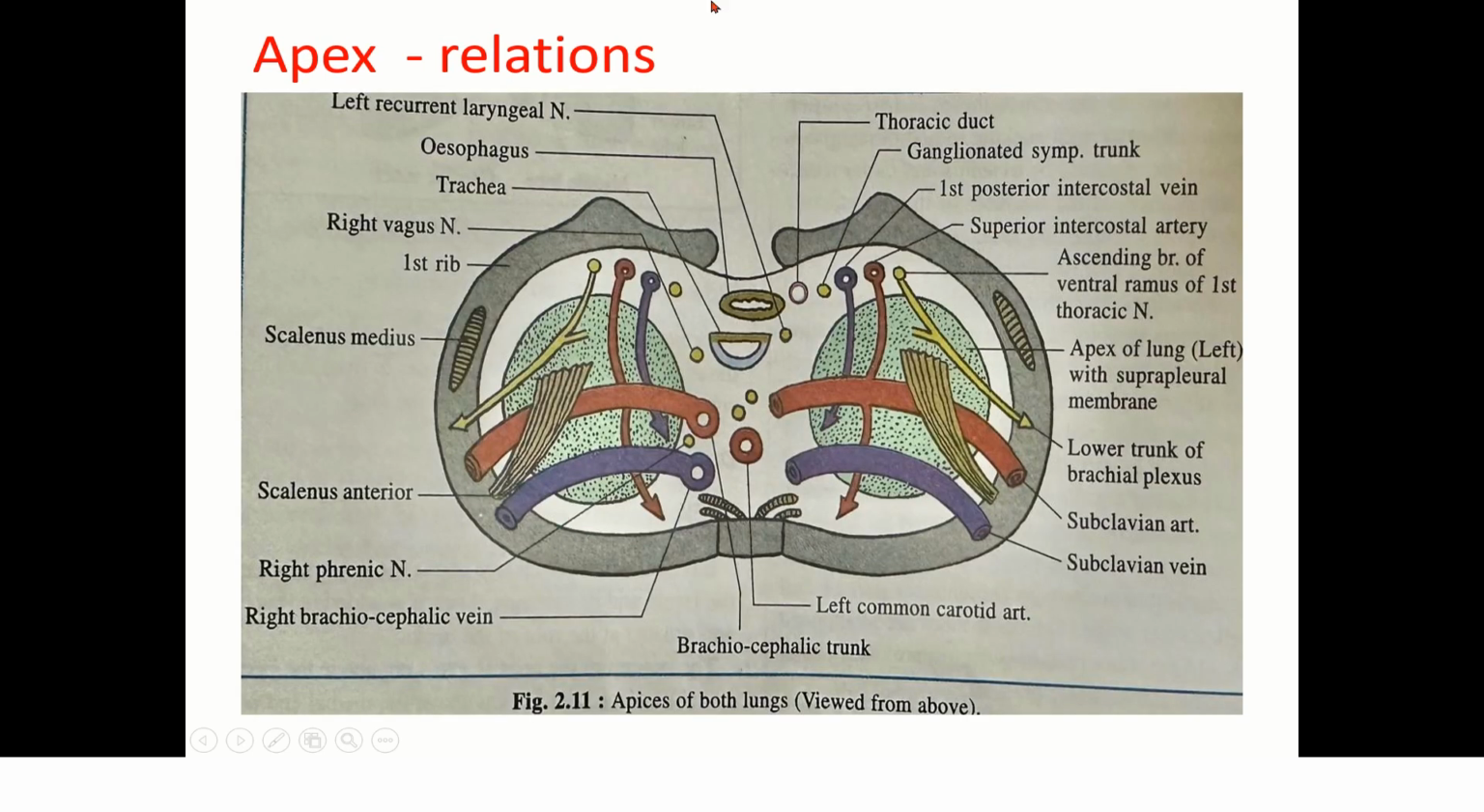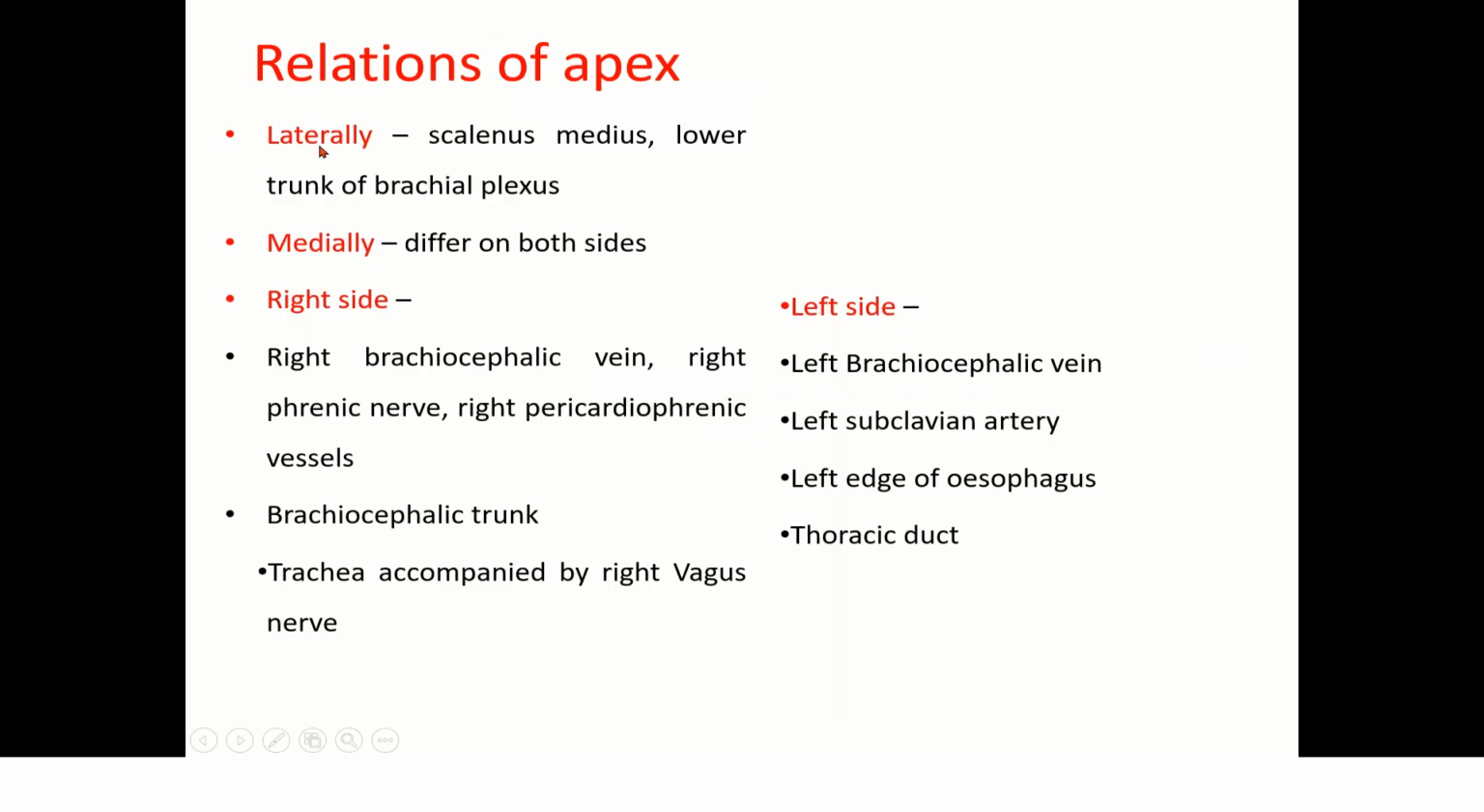You can see here, this is the ganglionated sympathetic trunk, first posterior intercostal vein, superior intercostal artery, and ascending branch of the ventral ramus of T1. So this is the apex of the lung. You can also see here the subclavian artery, subclavian vein separated by scalenus anterior. Laterally, scalenus medius and lower trunk of brachial plexus. Medially, it is different on both sides.